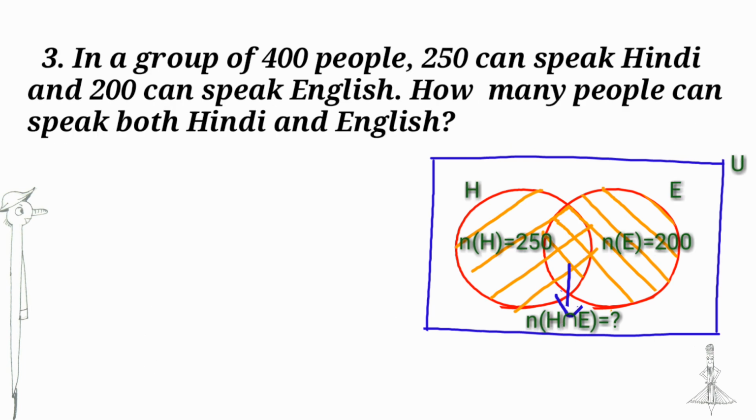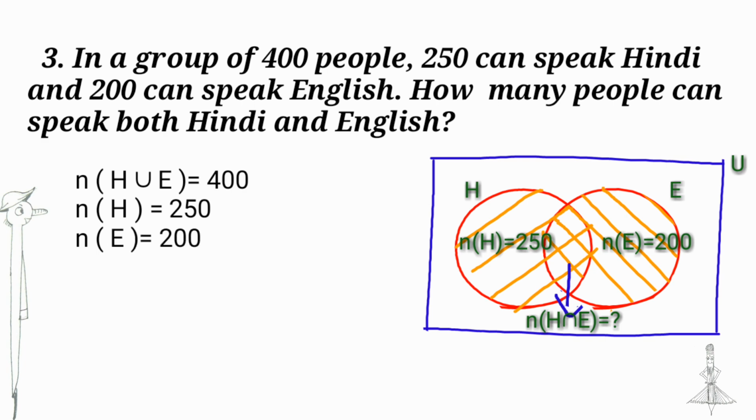Next question. In a group of 400 people, 250 can speak Hindi and 200 can speak English. How many people can speak both Hindi and English? Let H be the set of people who speak Hindi and E be the set of people who speak English. Then the number of elements in H union E is equal to 400. The number of elements in H is equal to 250. The number of elements in E is equal to 200. Then find the number of elements in H intersection E.